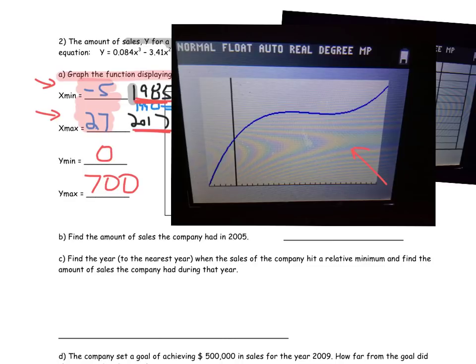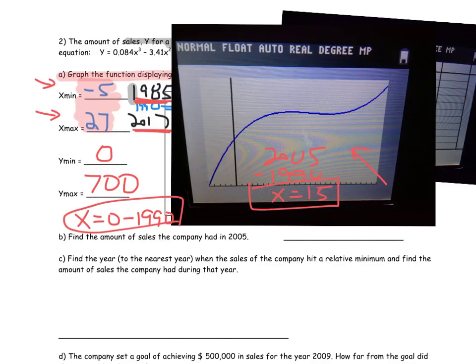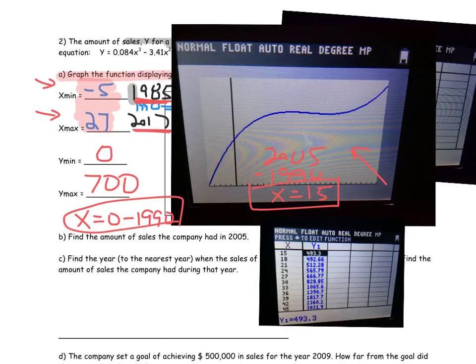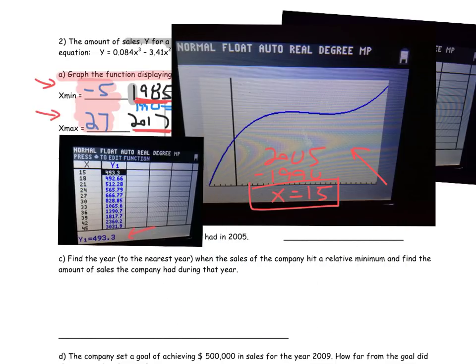So here's my graph. And for part B, find the amount of sales the company had in the year 2005. So since x equals 0 corresponded to the year 1990, that was given to me in the problem, if I go 2005 minus 1990, that would correspond to the year x equals 15. So I'm going to go to my table and look at the value for y when x is 15. So here it's going to be 493.3 thousand.